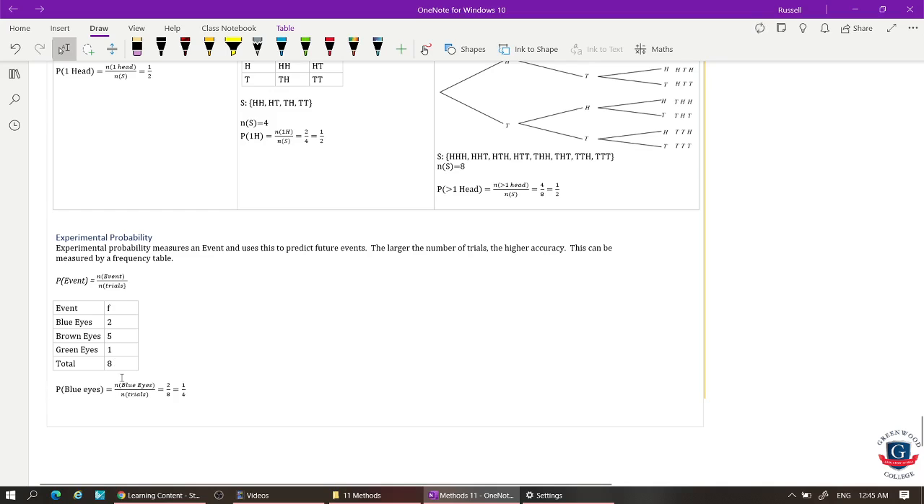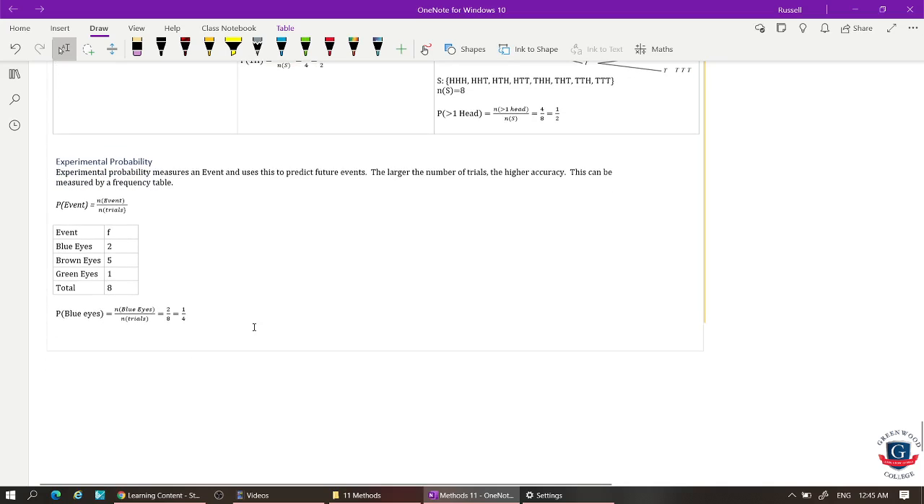We would take the number of people who had blue eyes divided by the number of trials if we're looking for the probability of blue eyes. In this case, 2 of them out of our 8, which would mean we would expect in the future 1 out of 4 people to have blue eyes.